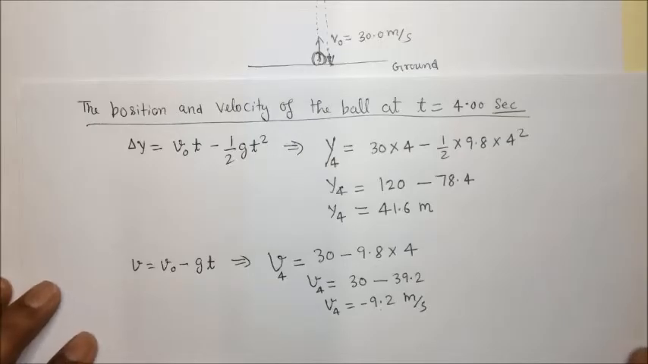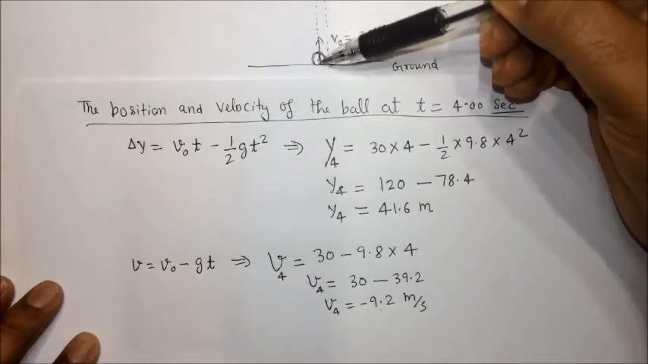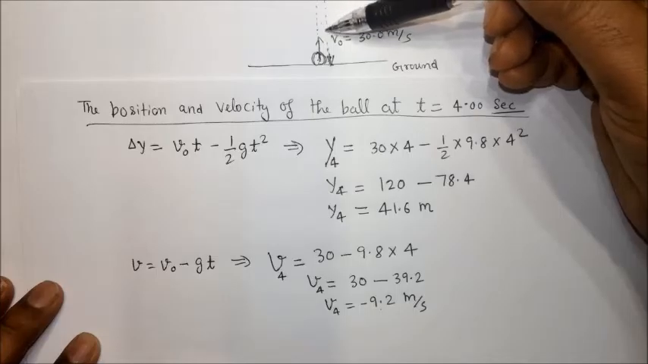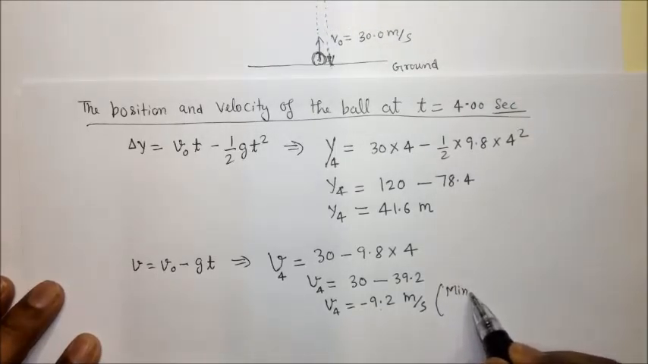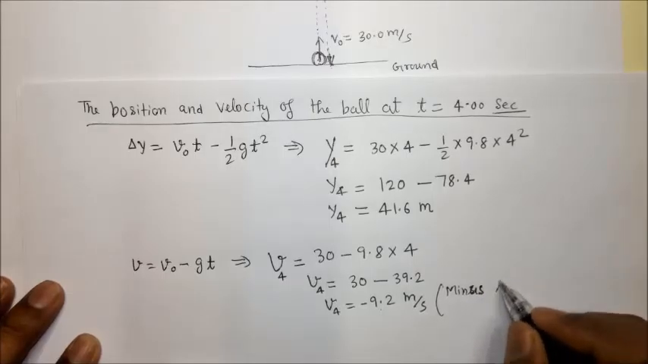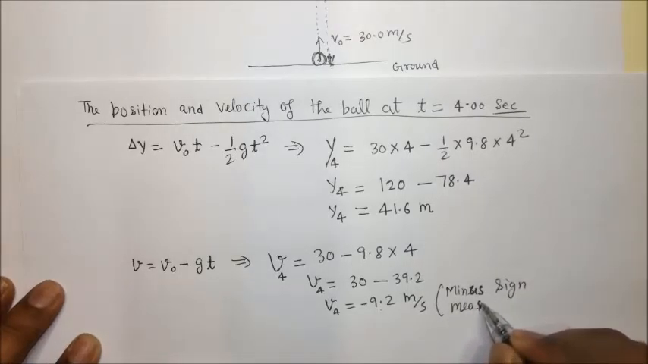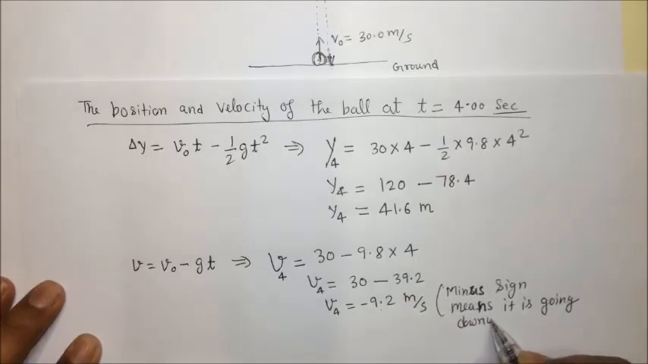It means that at the fourth second this projectile is coming downward. It is moving downward. So this minus sign means it is going downward.